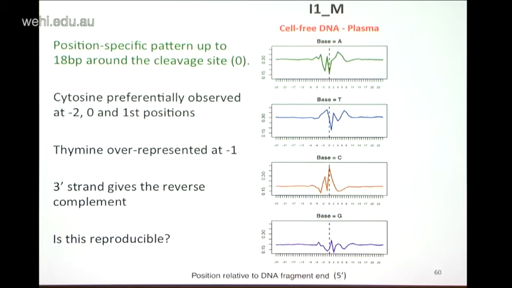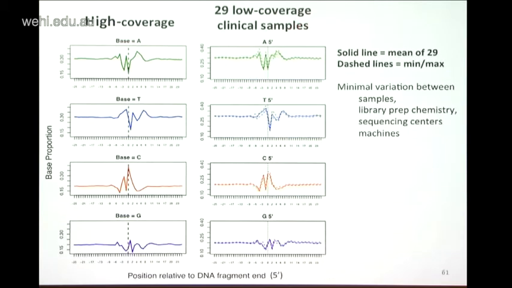So this is just for one sample. I wanted to show you how reproducible this pattern really is. So once again, that's the profile for the high coverage data that we've downloaded, and these are the profiles for the 29 low coverage samples. So the pattern actually comes up with that lower than 0.5-fold coverage data as well.